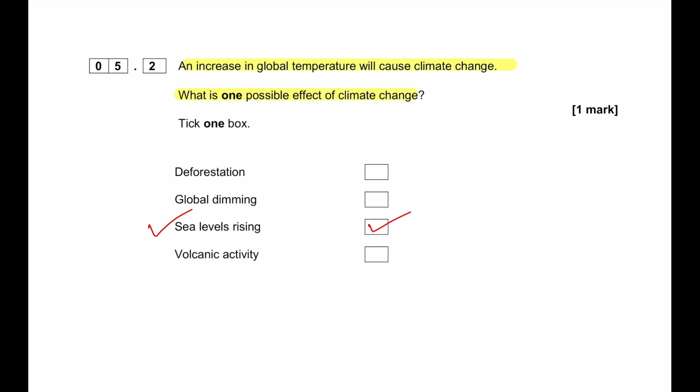Another theory is there is a lot of ice that is trapped in the ice caps of the North Pole and South Pole, and when that ice melts, it is going to get added to the ocean water, which will further increase the volume of the ocean.